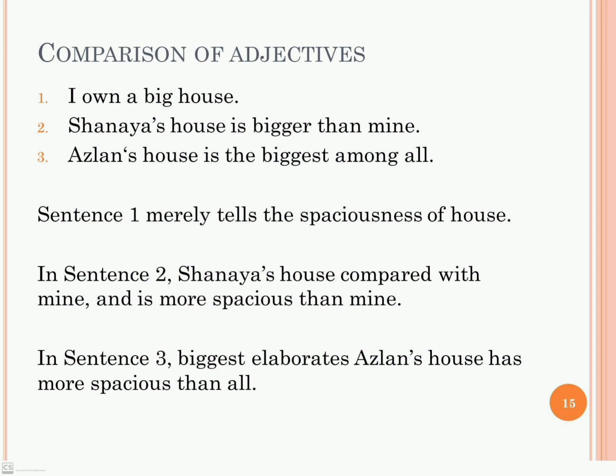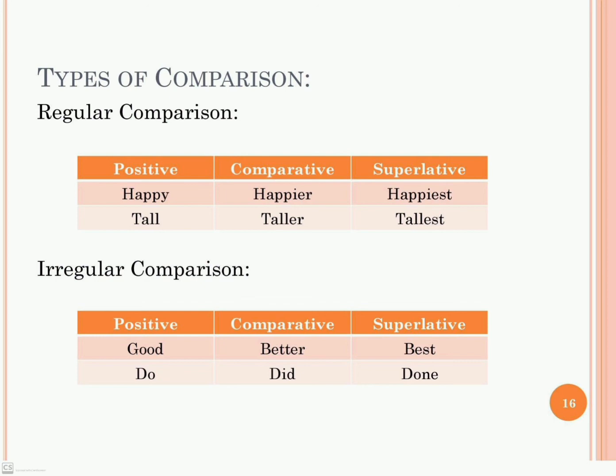So, there are two types of comparison. First, regular comparison. In regular comparison, we simply add er or r and est in the comparative and superlative degree, the way written here. Happy, happier, happiest, or tall, taller, tallest. Or irregular comparison, where the comparative and superlative degrees are different as well. For instance, good, better, best, do, did, done.